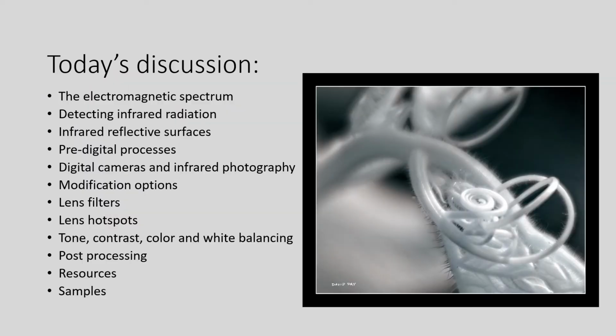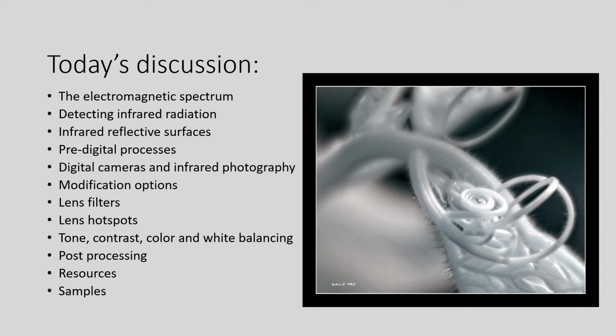We're going to get into a variety of topics during this presentation, starting with a little science that helps to explain how the electromagnetic spectrum works and its role in infrared photography. From there, I will go into how infrared radiation is detected, surfaces that reflect infrared radiation, pre-digital processes and limitations imposed by traditional film technologies, and contrast this to opportunities available with digital cameras.